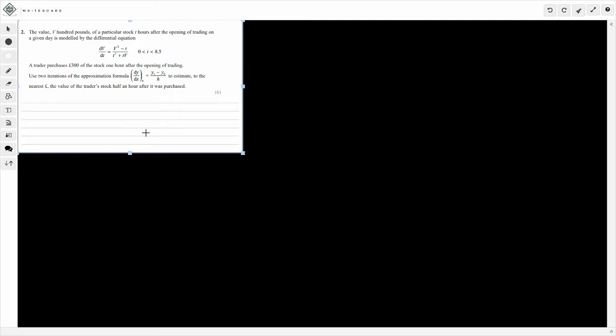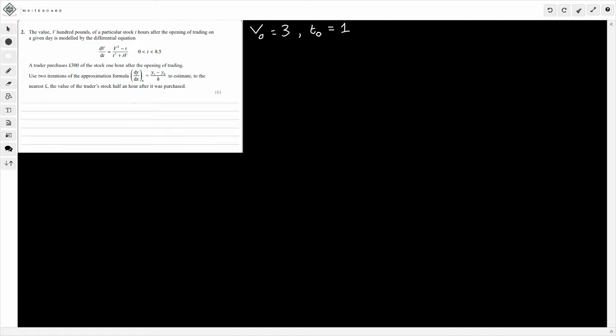So the first thing we need to know is, and it sounds silly, but the value V is in hundreds of pounds, right? So what we need to write now is what our V0 is. Sorry, I'm losing my voice. This is how bad this question is. V0 is the original value of the stock, when it's first bought. So that's going to be 300, but because we're in hundreds of pounds, that must be 3, right? And then what would be T0 to go along with this? This is 1 hour after it's opened. So T0 must be 1.